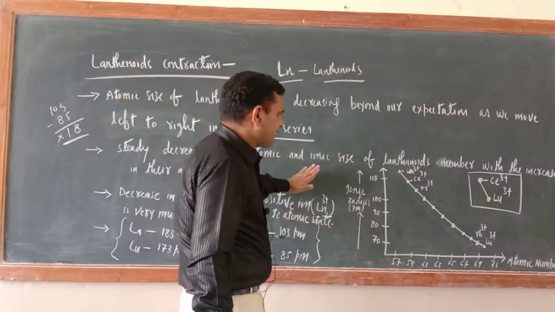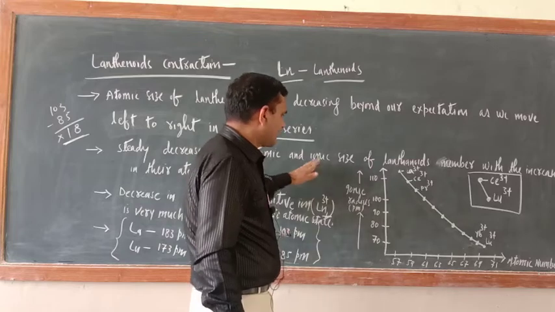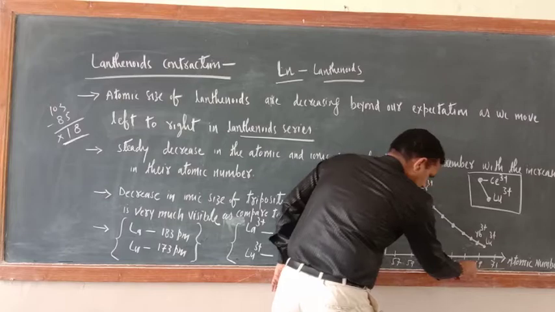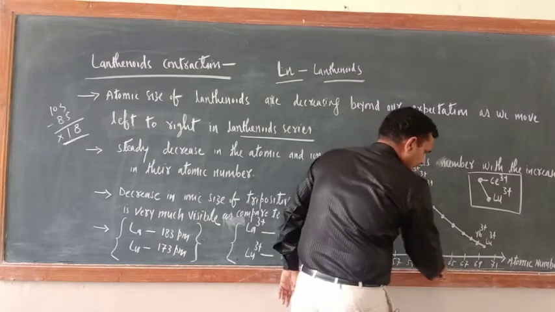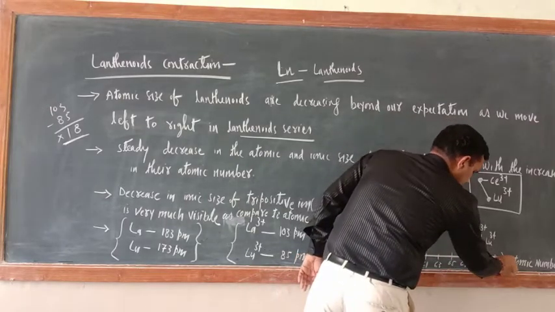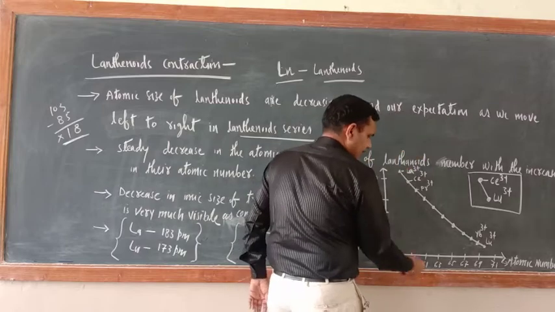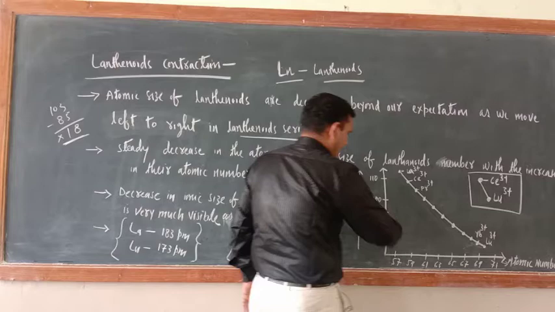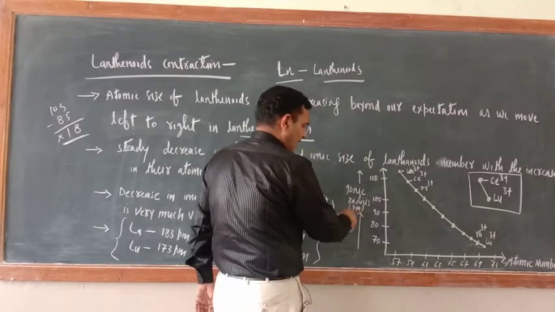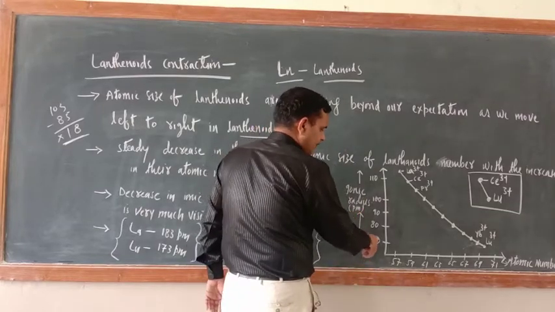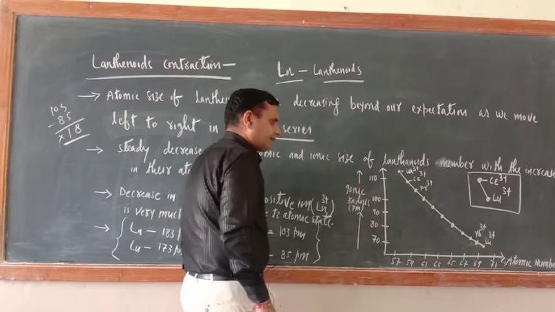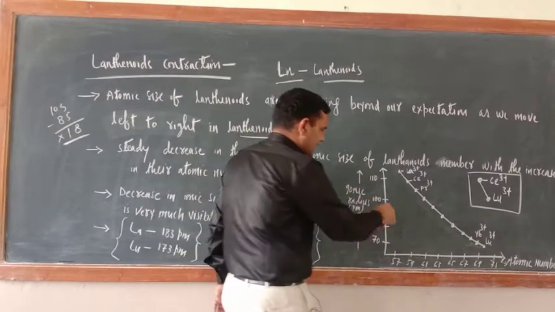Now, the same thing which I have discussed, here is the graph. This side is the atomic number. I wrote here atomic number 57, with a difference of two: 57, 59, 61, 63. Now this side is the ionic radius: 70 picometer, 80 picometer, 90, 100, 110 picometer. So just see here.